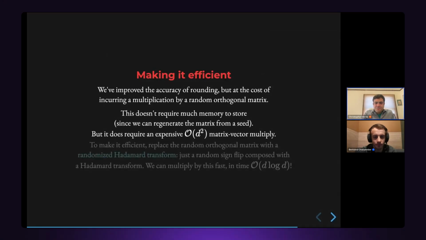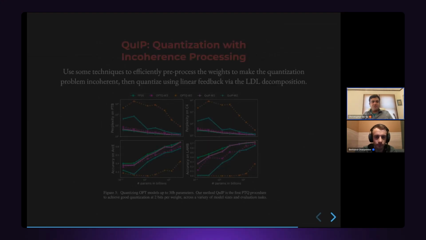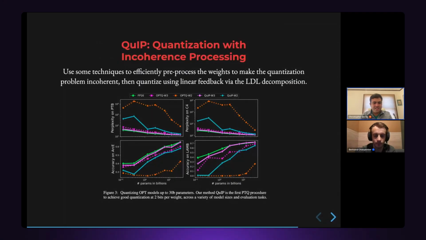Obviously, to make this run efficiently, we have to have that multiplication by a random orthogonal matrix be fast. That's pretty easy. We just use a randomized Hadamard transform, which takes time O of D log D, and we show empirically and theoretically is basically just as good as having a fully random orthogonal matrix. And so our method, called QuIP, quantization with incoherence processing, did better than most of the prior works at the time.